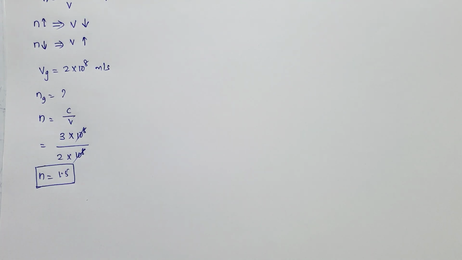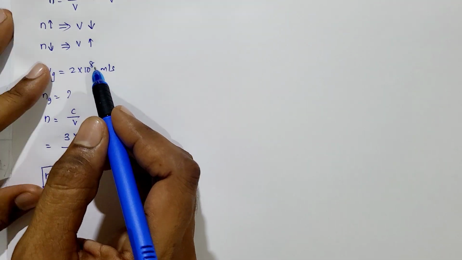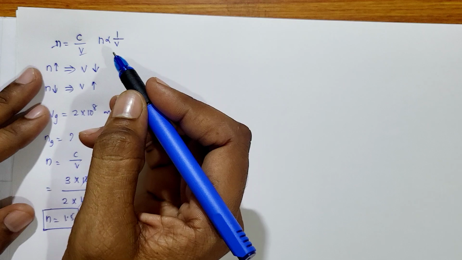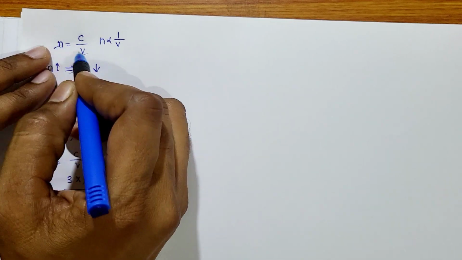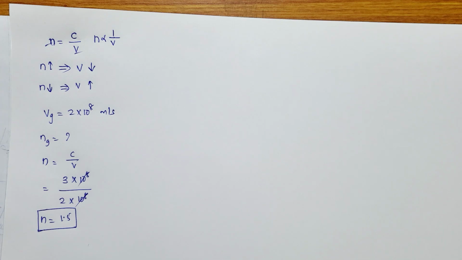Like that, they may give any value. They may ask you to find the refractive index value, or they may ask you to find the speed of light in that particular medium. They may give this or they may give this. They'll ask you to find the opposite, which is unknown.